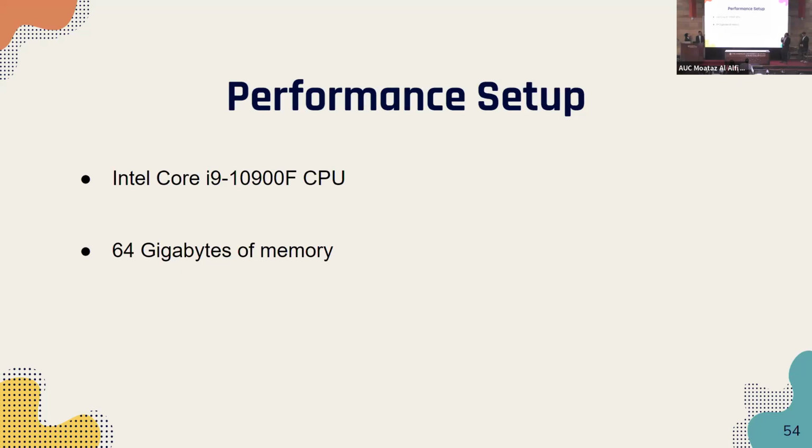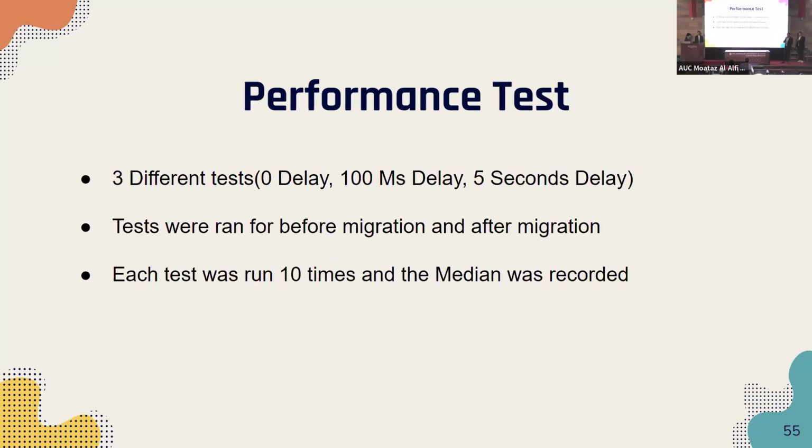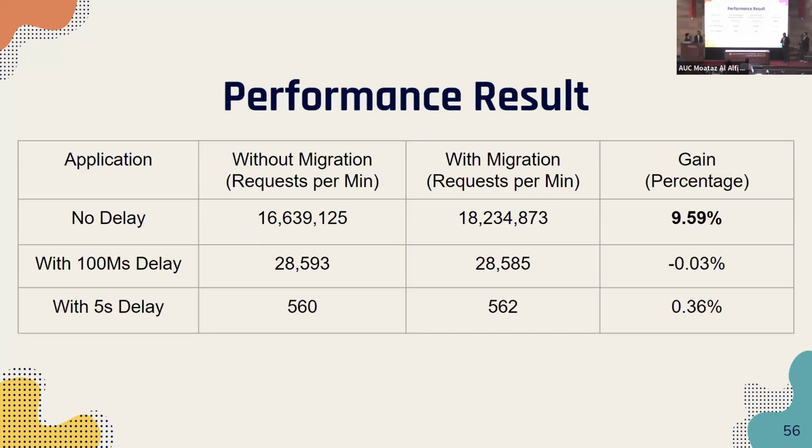For the performance setup, for the performance test, we tested Tomcat on a machine that is equipped with an Intel Core i9 10900F processor and 64 gigabytes of RAM. We asked Tomcat to serve us 3 different pages. The very first has 0 seconds delay to represent a very simple page. The second has 100 millisecond delay to represent a simple database call, and the last represents an extensive process that takes 5 complete seconds. The tests were run before and after migration 10 times, and the median was recorded. These are our results.